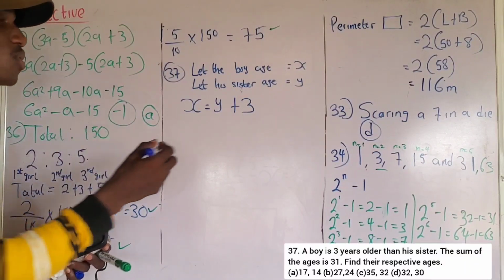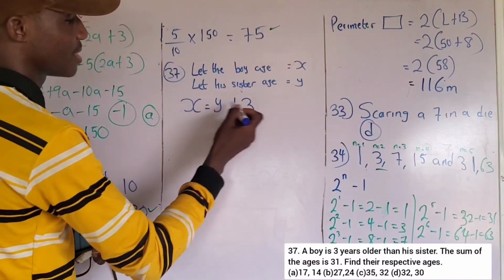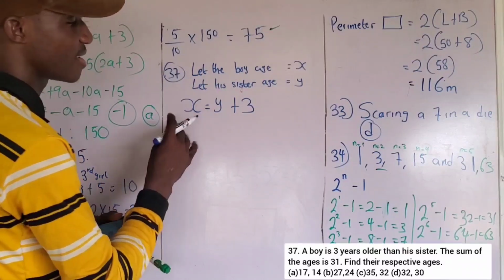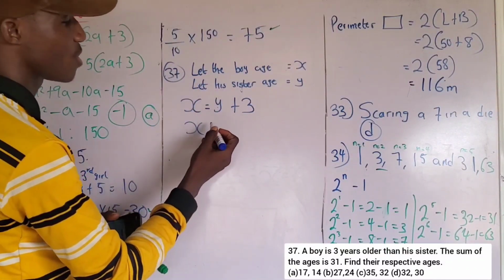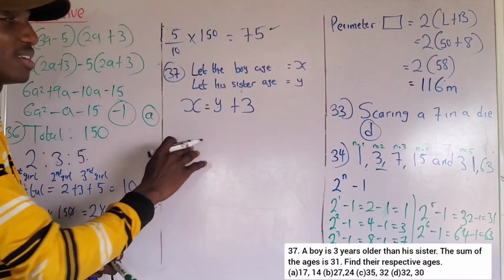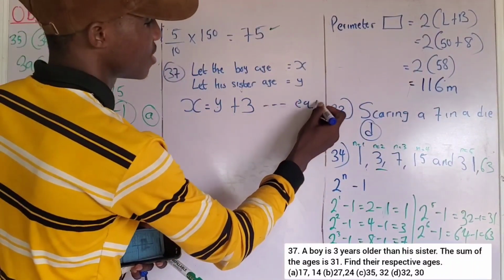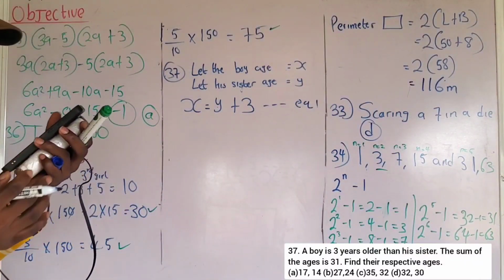You understand what I'm saying? So here, that's the mathematical expression for the first statement. I can write this as x equals y plus 3. Let us call this equation 1. Now let's proceed to the second statement.